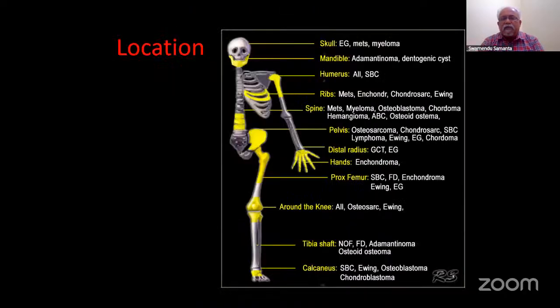Then if you go to the skeleton, the location, from the skull to the calcaneus, there are different tumors which are specific to that region. Like if you go to the skull, you will find the eosinophilic granuloma, the mets of the myeloma. In the mandible, the adamantinoma is very common. The humerus, all are there, but the simple bone cyst we find there. Then the ribs. In the spine, we find the mets and the myeloma. In the pelvis, we find the osteosarcoma. So the list goes like this.